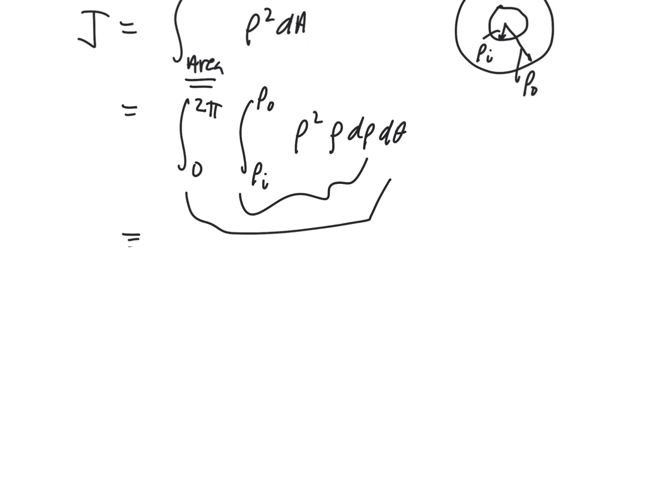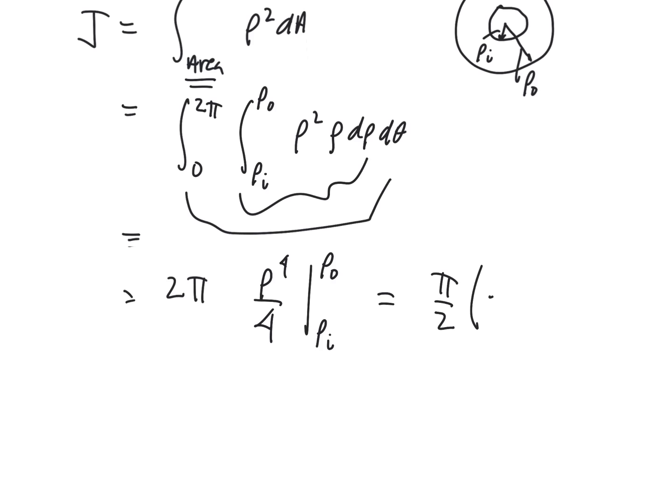So the theta one is easy. That's just going to be 2 pi. And then we have rho cubed, so that's going to be rho to the 4th divided by 4. And we're going to evaluate that from the outer radius to the inner radius. So that's going to give us pi over 2 times rho outer to the 4th minus rho inner to the 4th.